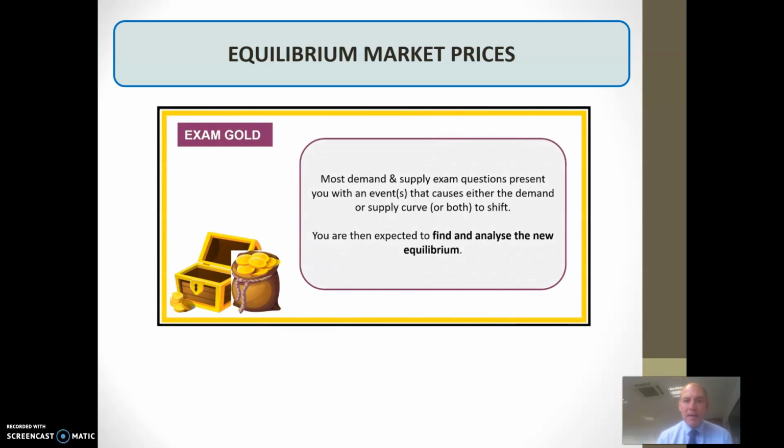Okay, big exam tip, big exam gold. Most questions in the exam that involve demand and supply, and you will get at least a couple, are going to give you a scenario. There's going to be an event or possibly more than one event that causes either the demand or the supply curve or both to shift. And you will then be expected to find and analyze the new equilibrium. So the skills in this lesson are very important. Pay close attention.